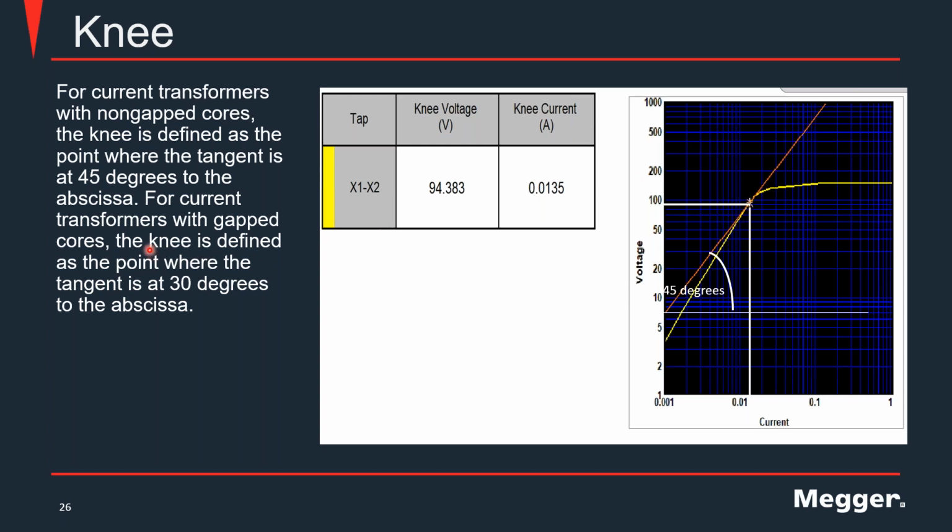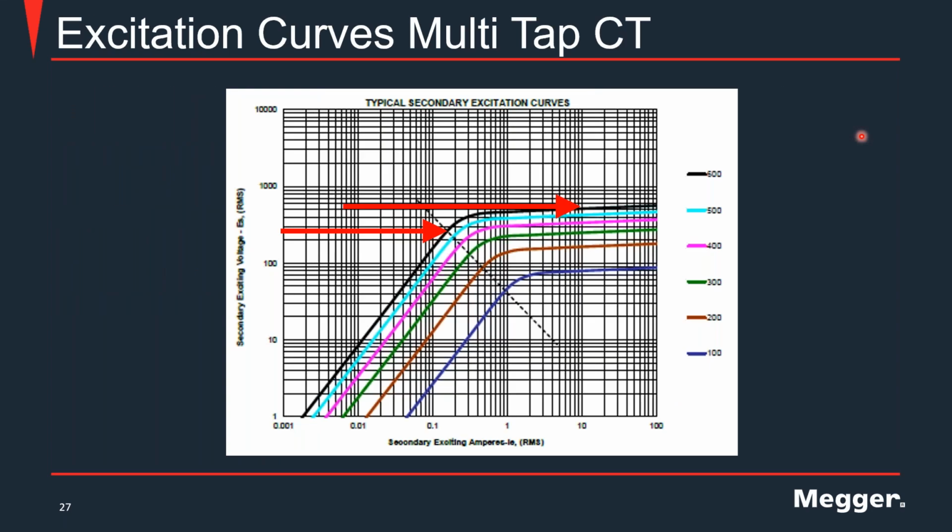If the current transformer has gap cores, then instead of being 45, you make this 30 degrees, which means that for gap cores, that straight line will be somewhere like here, what you can see from the cursor. Now, I want to say one thing about the knee point. The knee point is not the point where the transformer saturates. Actually, the knee point voltage is normally around 46% of the saturation voltage, which is something that you can use to avoid saturation on transformers by properly configuring the burden that you connect to them.